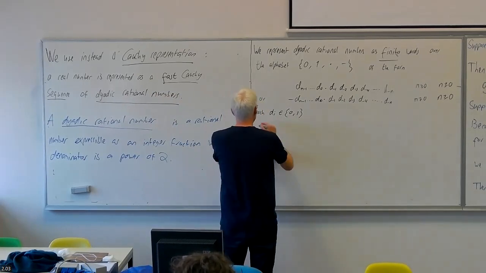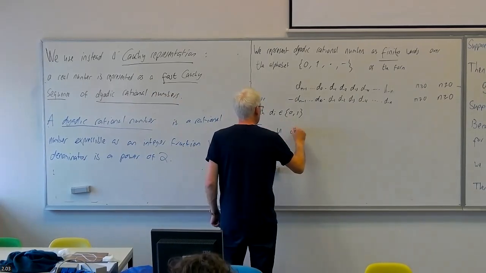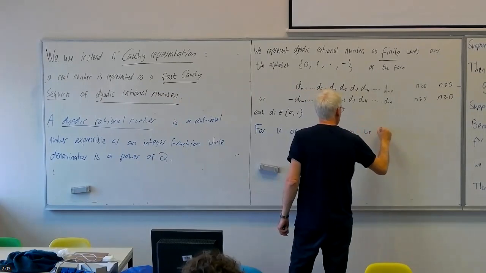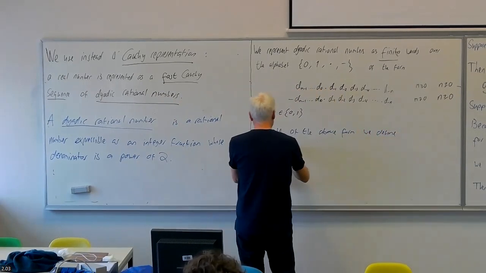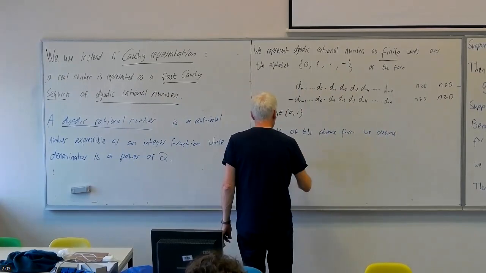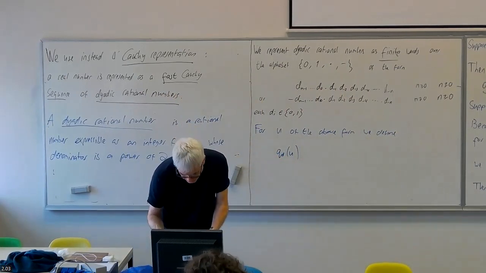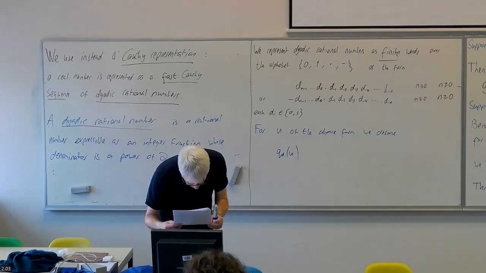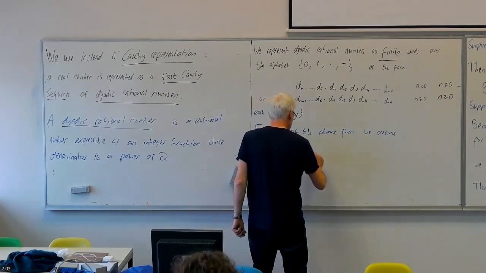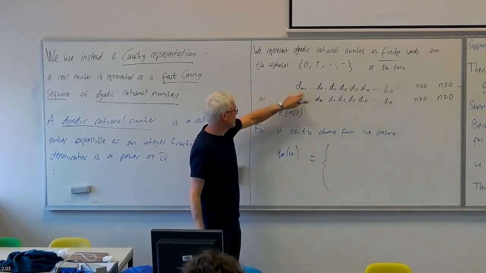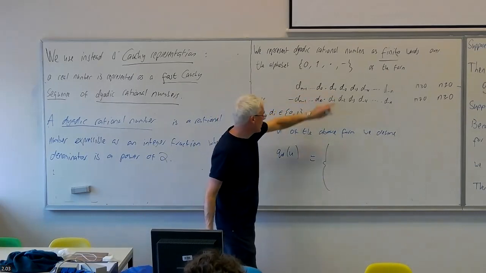And for u of the above form, we define qd of u, that's what I call it. This is the dyadic rational number represented by u. Do I call it qd? Let me just check. Yep. So this is, I mean, it's the obvious thing. You simply sum these digits, weighting each one according to the weight.